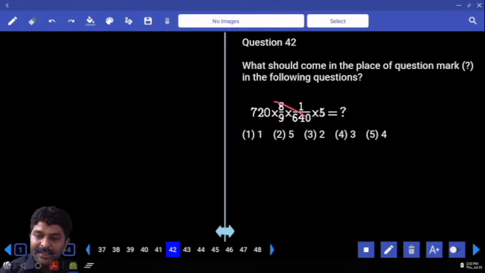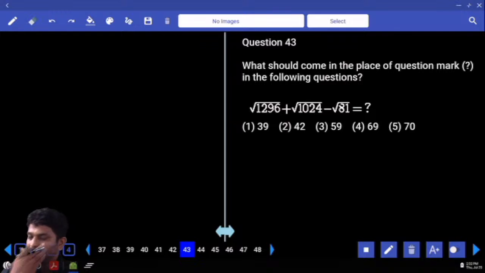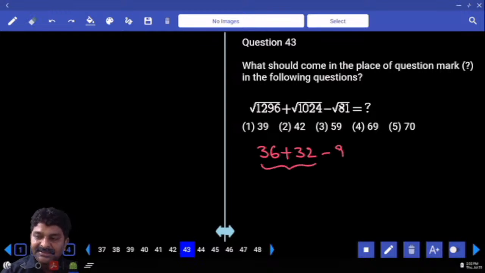Right. 8 how many times? 0 gets cancelled. 8 9s are 72, 72 gets cancelled. 5, second option. Under root of 1296 plus 1024, 32, minus 68, minus 9, 59.